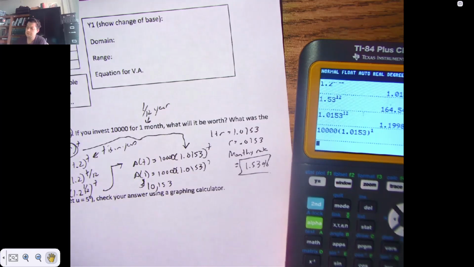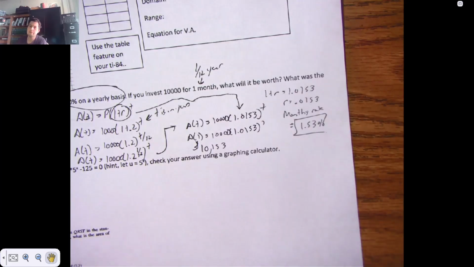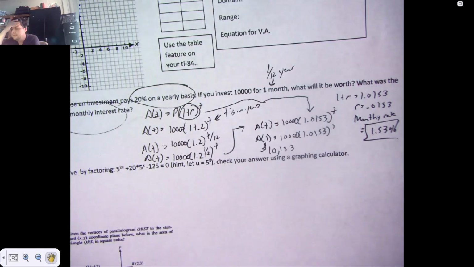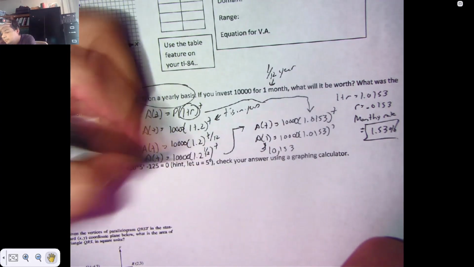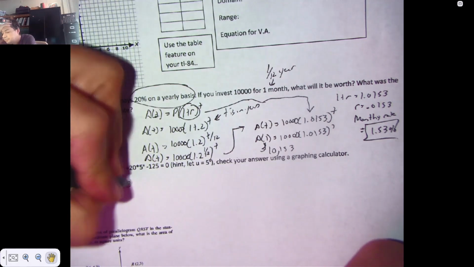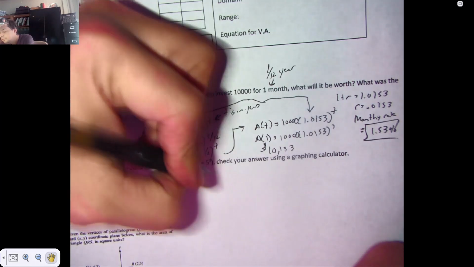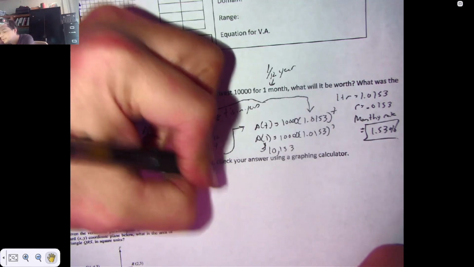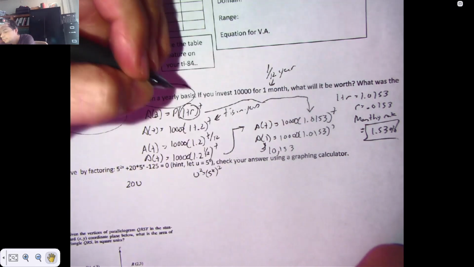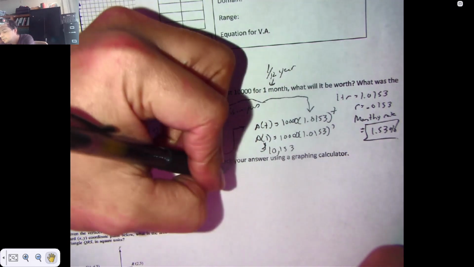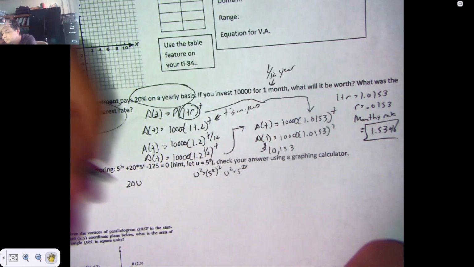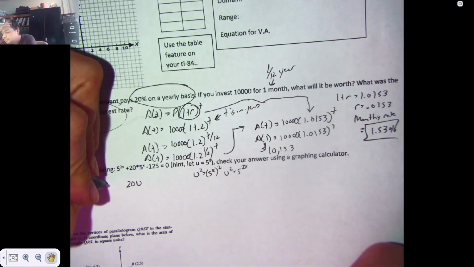Apparently I'm going to do 15 too. It says solve by factoring. There's a hint here. It says let u be 5 to the x. This is called a u method, u substitution. If u is 5 to the x, that becomes a u. Here's what's cool. U squared would be 5 to the x squared. So u squared is 5 to the 2x. So this becomes u squared.